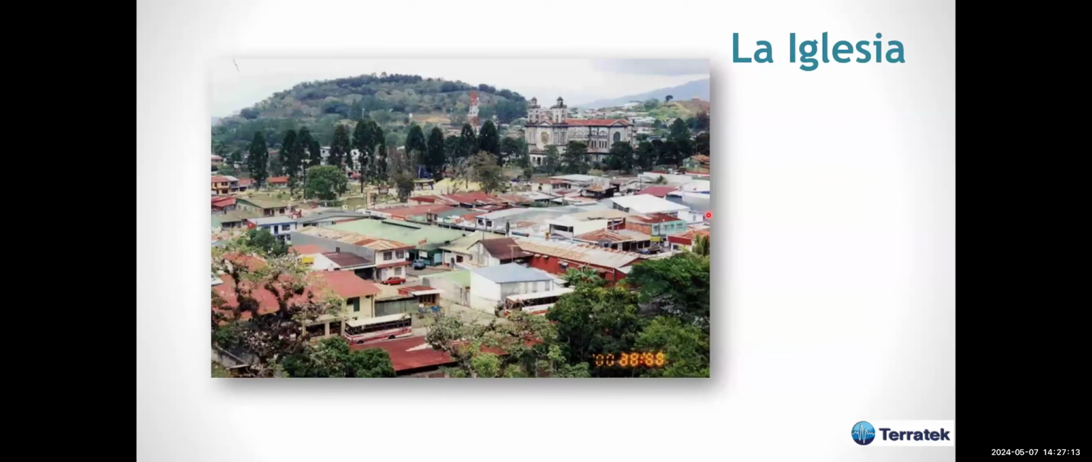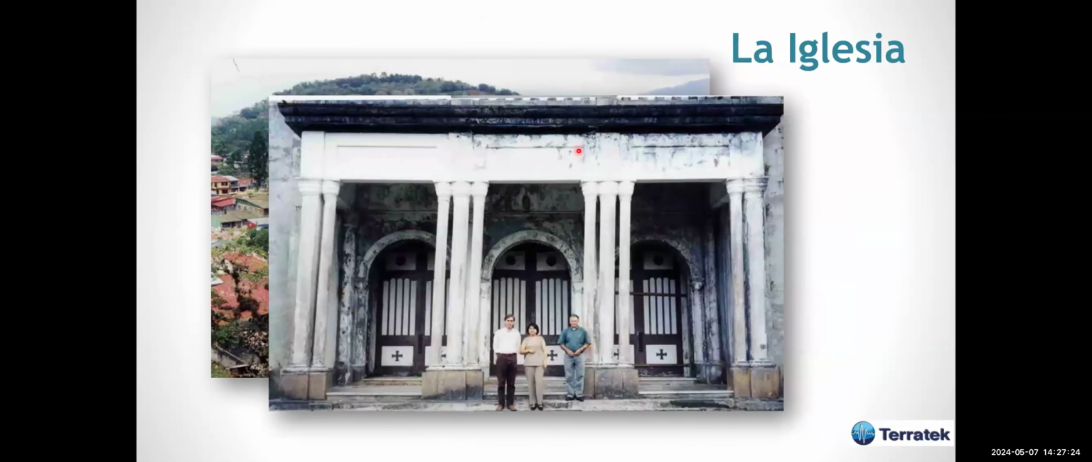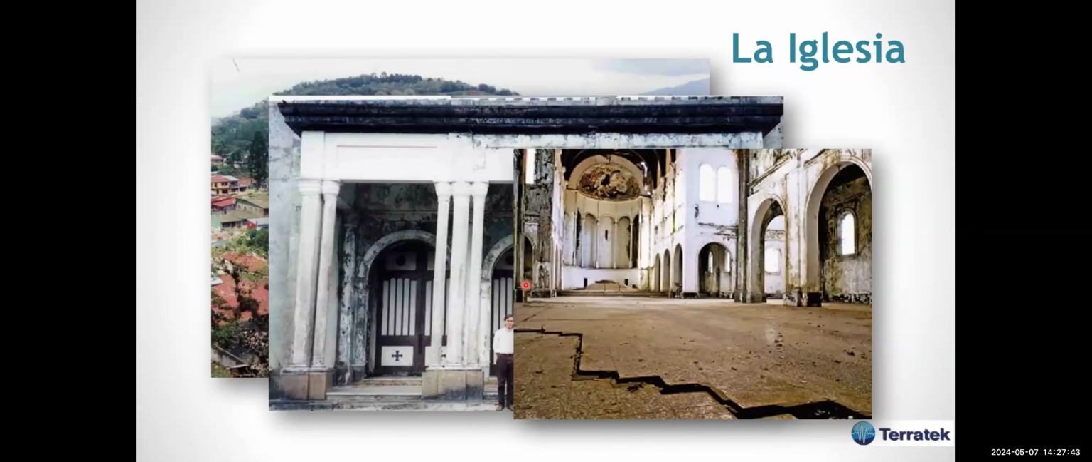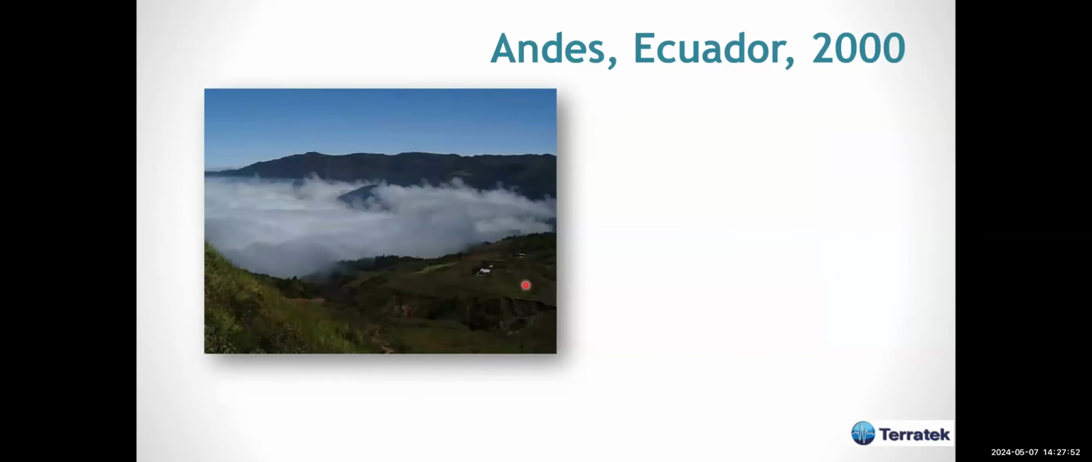And this is the church, which has been closed because of the movements that led to cracks and damage to the church. As you see here, this lady was the mayor of the town at the time, and you see some tilting of the building towards the right-hand side. The building was totally closed, and this is inside the church. This is what we see due to this slow or very slow movement.